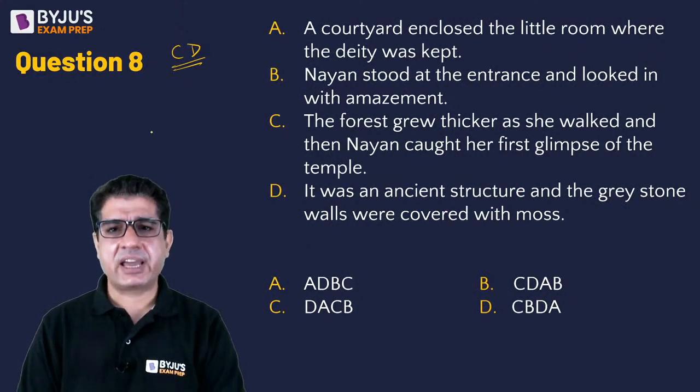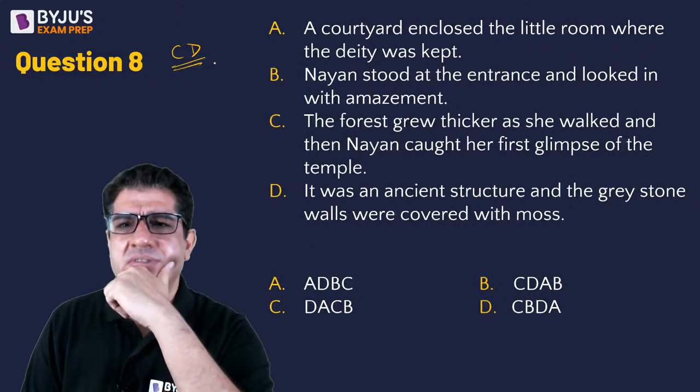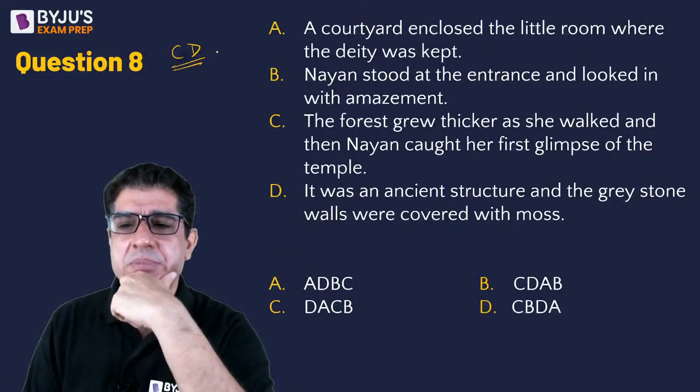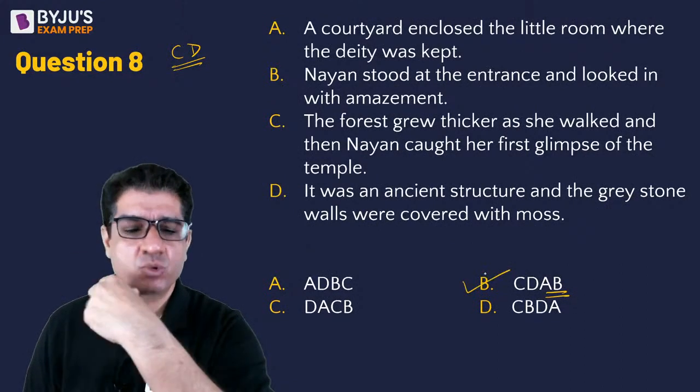And after that, AB or BA. I obviously would put in BA, but then since I don't have that, I can go with AB. So let's choose option B.